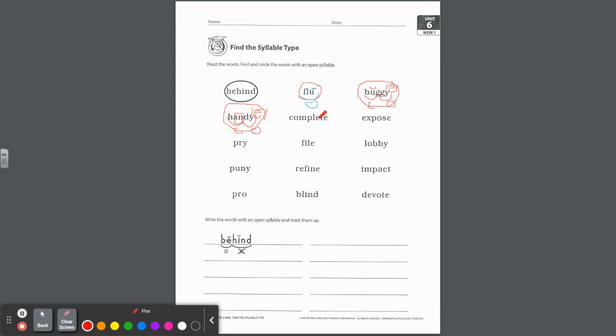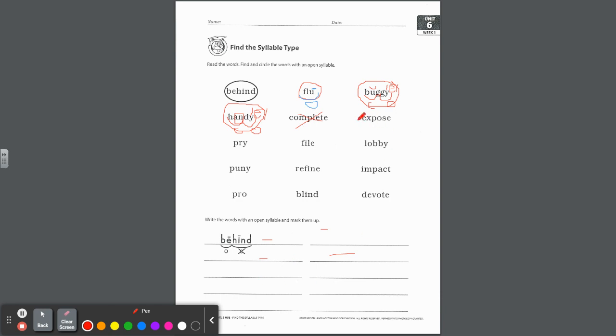Okay, complete. Now, you might say, oh, I hear a long vowel in pleat, but look at that pattern. It's not open. It's a vowel, consonant, E. So actually, you might want to X this one off. We're not going to put that down below. Okay, so far we have one here, here with flew, buggy, and handy. We'll see if we can fill up all of the lines.